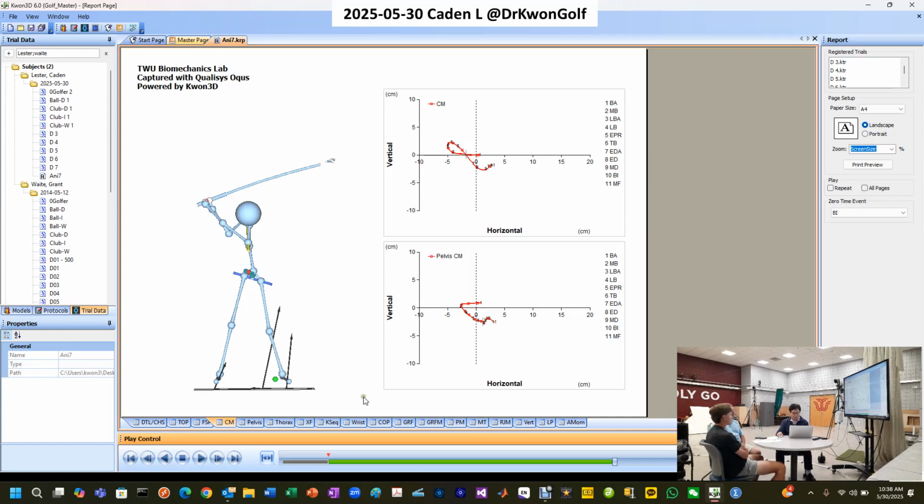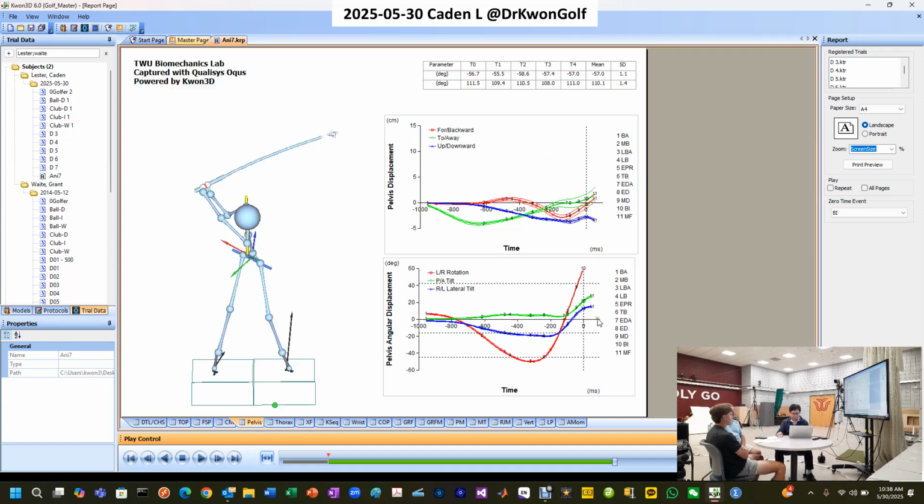And also, this is the pelvis motion. The upper one is the translation of the pelvis. And this is rotation of the pelvis here. The red line shows rotation. Okay, so you're rotating slightly over the man's average here in the backswing direction, but at impact you are rotating a lot more than man's average here. So at impact your body is open more than typical.